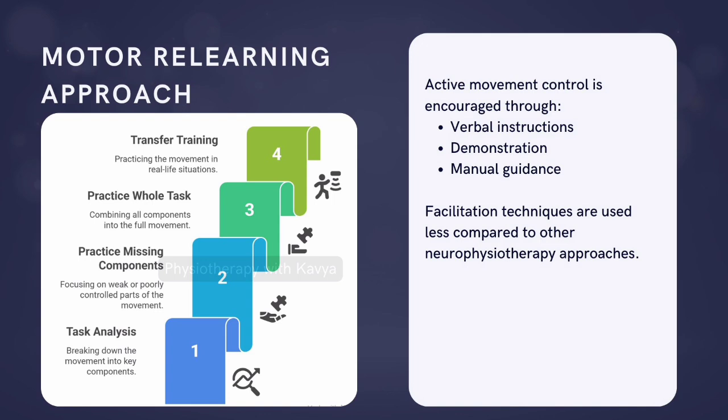There are 4 steps involved in it. First, the task analysis, breaking down the movement into key components. Practice missing components, focusing on weak or poorly controlled part of the movement. Practice whole task, combining all movements into a full movement. Transfer of training, practicing the movement in real life situation. Active movement control is encouraged through verbal instructions, demonstration, manual guidance. Facilitation techniques are used less compared to other neurophysiotherapy approaches.